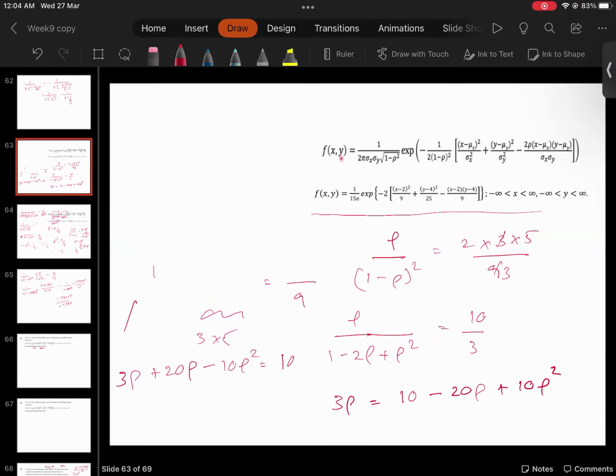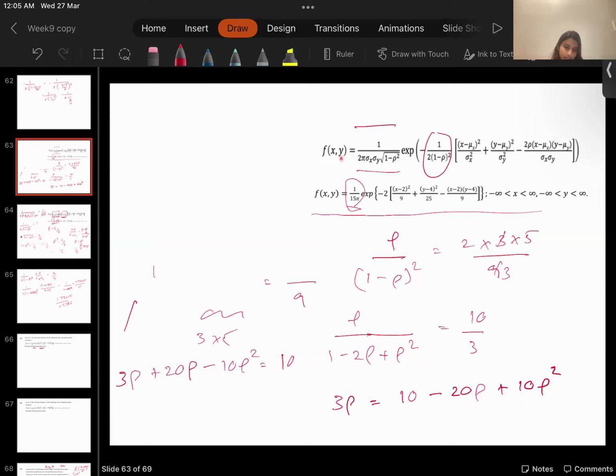Ma'am, here the first equation is correct. That is 1 by 2 pi into sigma x sigma y into square root of 1 minus rho square is equal to 1 by 15 pi. That is okay. But next we have to equate the term like 1 by 2 into 1 minus rho square into sigma x square. That should be equated to minus 2 by 9.